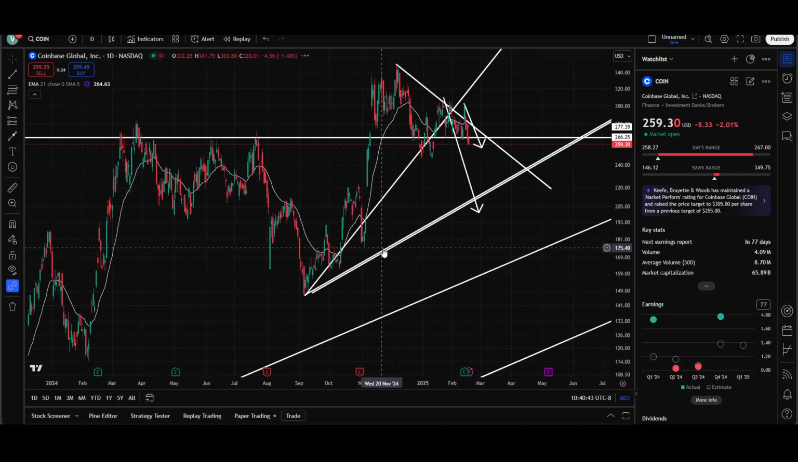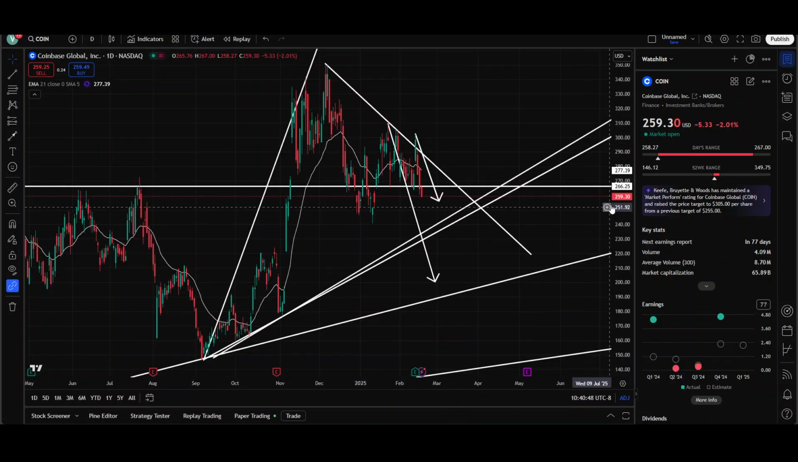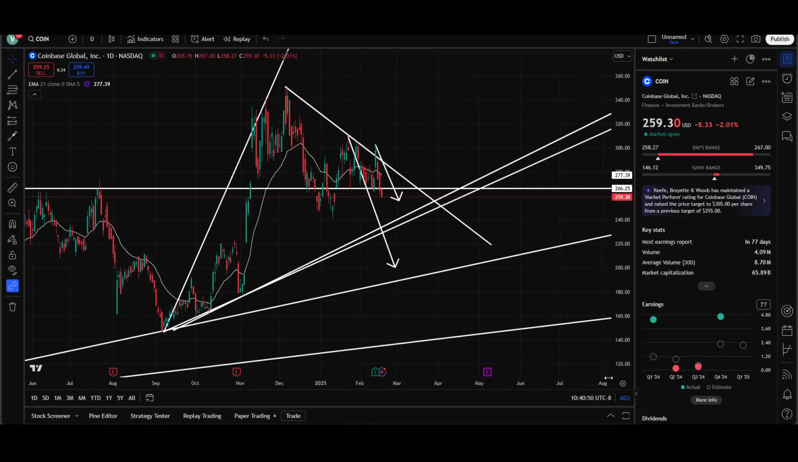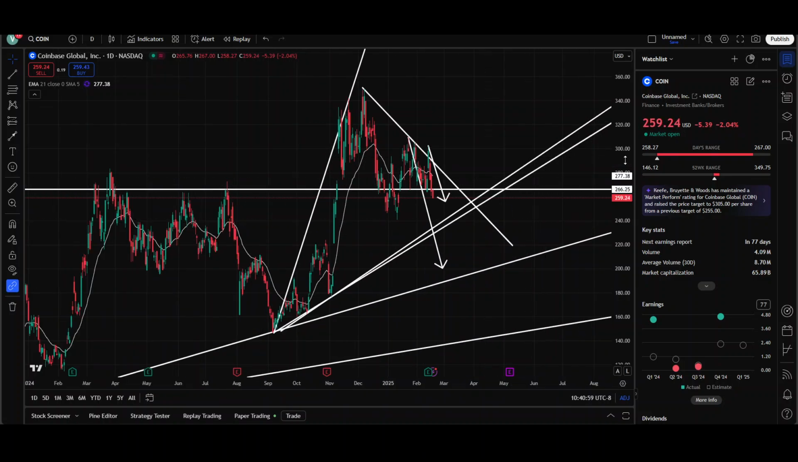So that's all I have for Coinbase on the daily and weekly charts. Looks to be kind of leading the crypto space right now. Even alts are looking pretty bearish. So there's a good chance Bitcoin is also going to drop down lower. And also MicroStrategy or Strategy. So that's all I have for Coinbase Global on the daily and weekly charts.